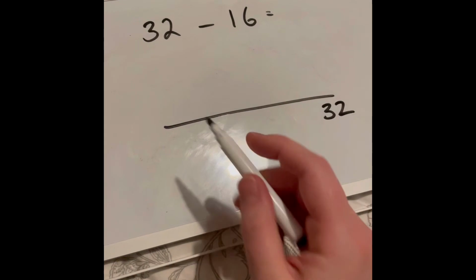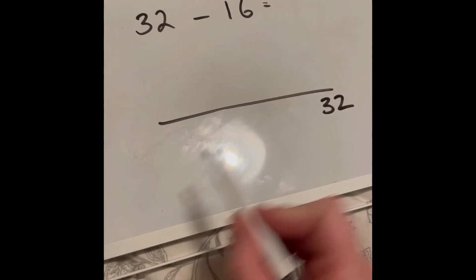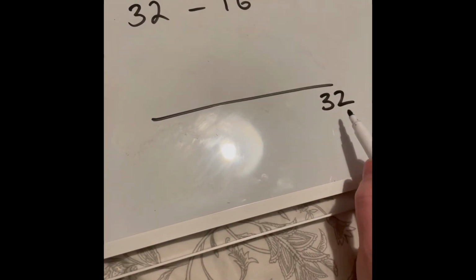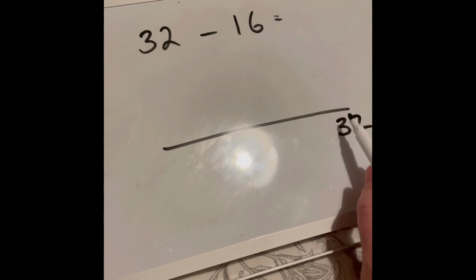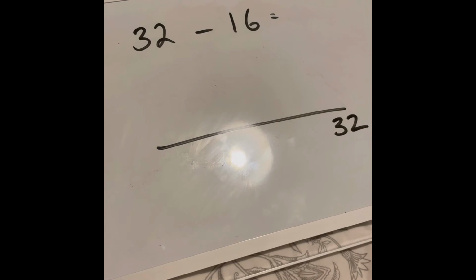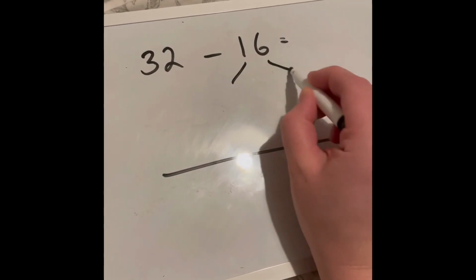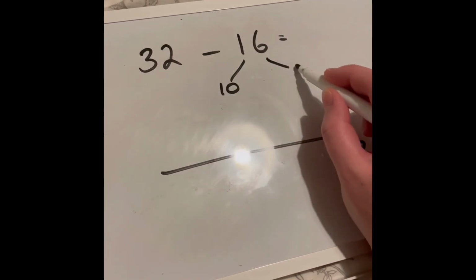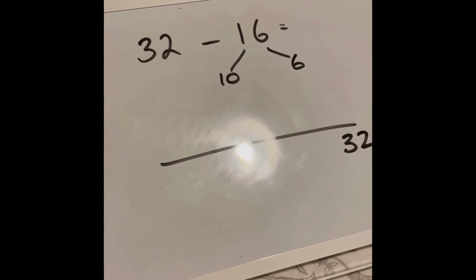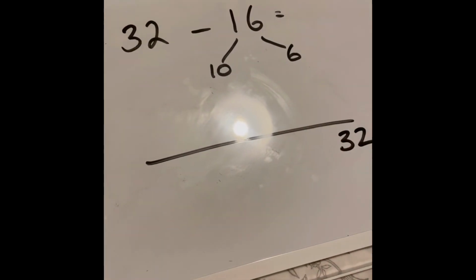So here is the subtraction question, 32 take away 16. And we're going to use a number line to work that out. And I've drawn the number line with the 32 at this side because we're going to be counting back 16 spaces to find our answer. So the first thing I'm going to do is partition the number 16 into tens and ones, and the number 16 has 1 ten and 6 ones. So to make it a little bit easier for us, we're going to subtract the tens first.